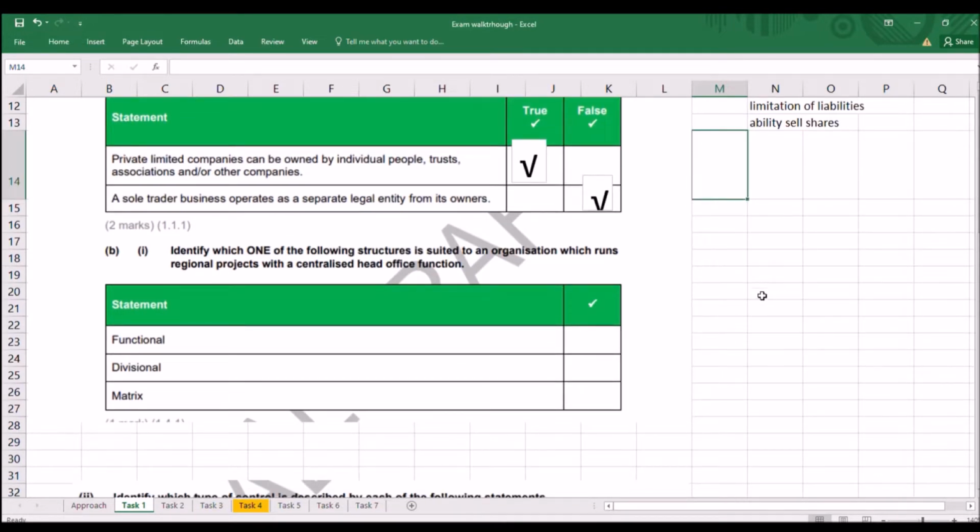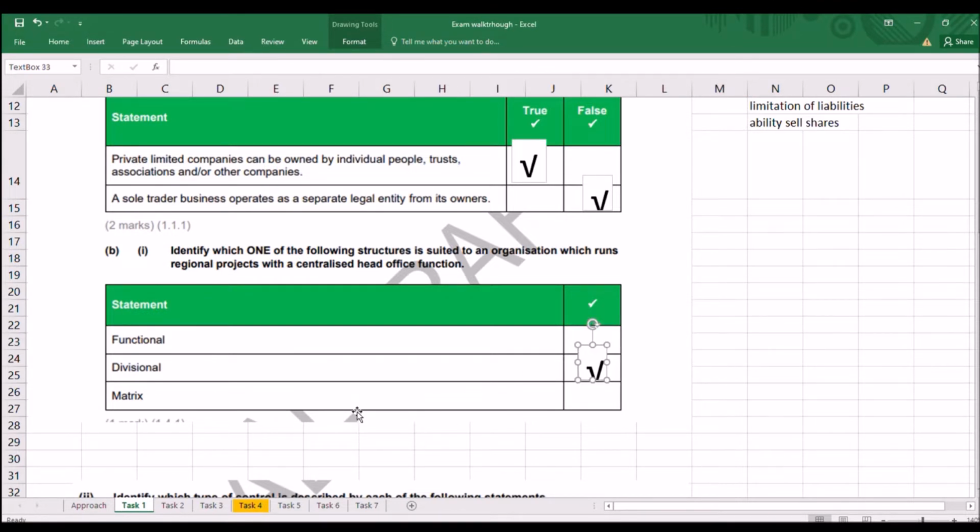Identify which of the following structures is suited to an organization which runs regional projects. So we've got regional projects, so we're moving away from functional, which has a centralized head office function, with centralized functions like marketing, finance, HR and that kind of thing. We've also moved away from matrix. A matrix would have the projects, and each of those projects would carry its own functions of HR and finance. So that is then divisional.